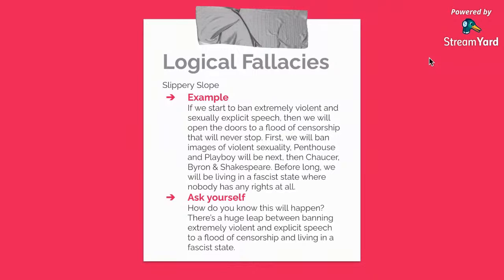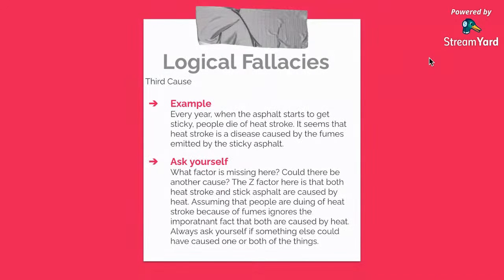So you need to ask yourself, how do you know this is going to happen? There is a huge leap here between banning extremely violent and explicit speech to a flood of censorship and living in a fascist state. So that's not even jumping from A to B, that's like A to Z. Slippery slope is a really common one I see a lot. You have to really break down, okay, how are you saying we go from here to there? How do you know this is going to happen? So you have to break those things down.